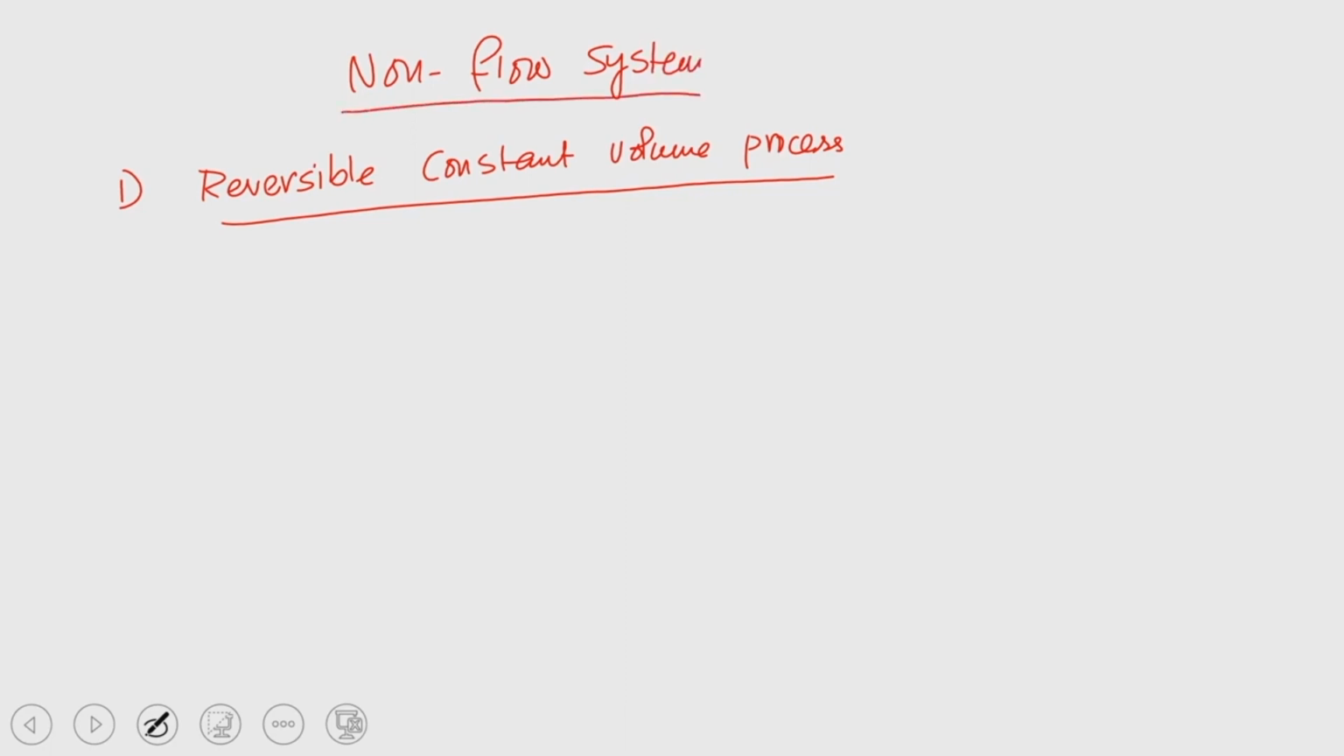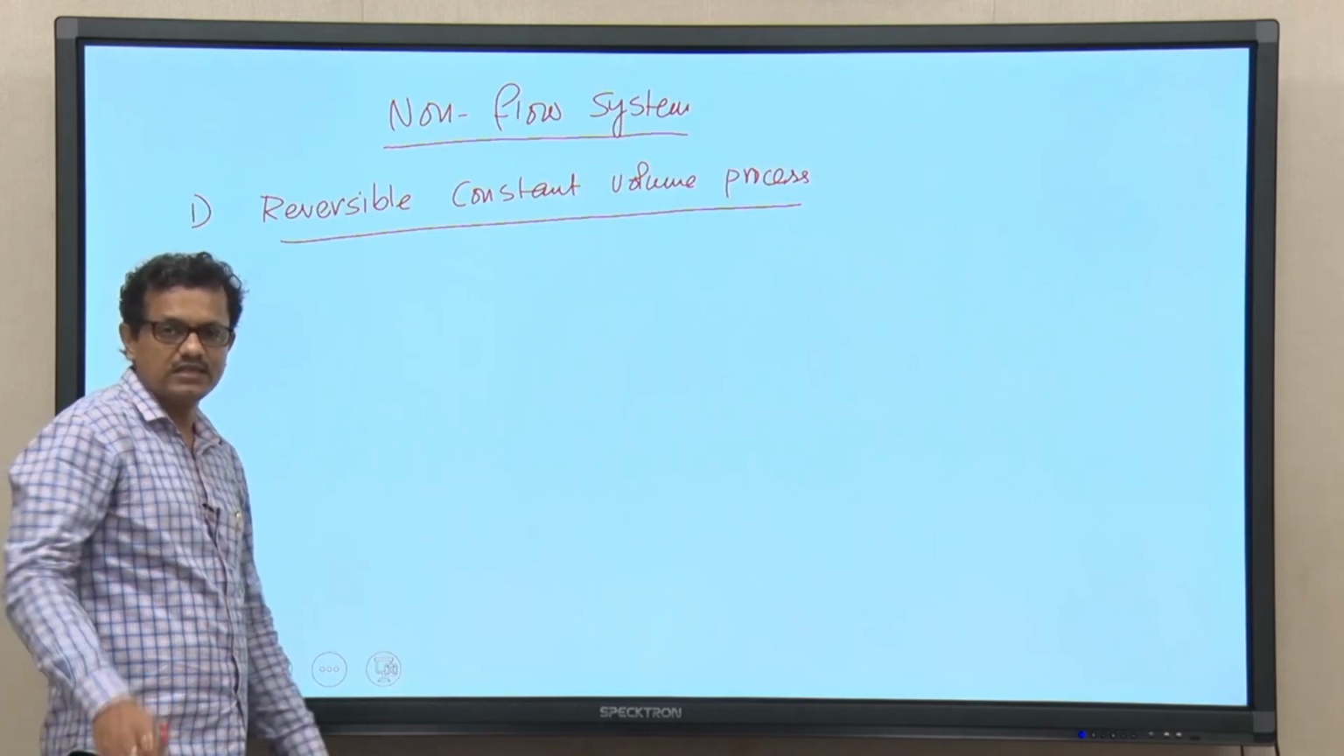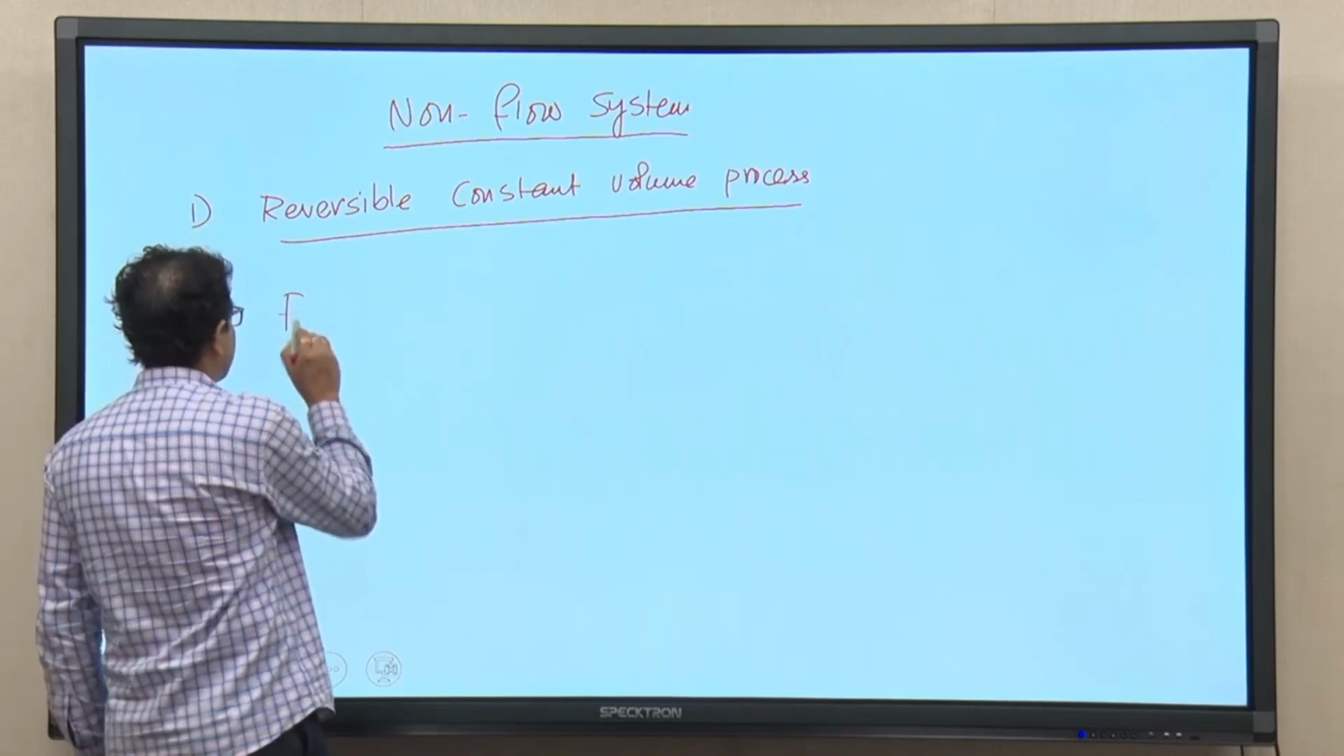If we consider the system to be a non-flow system, and we apply whatever we have learned from today's class, let us first discuss this process, and if time permits, we will go to the next one, otherwise we shall discuss it in the next class. So, the reversible constant volume process.